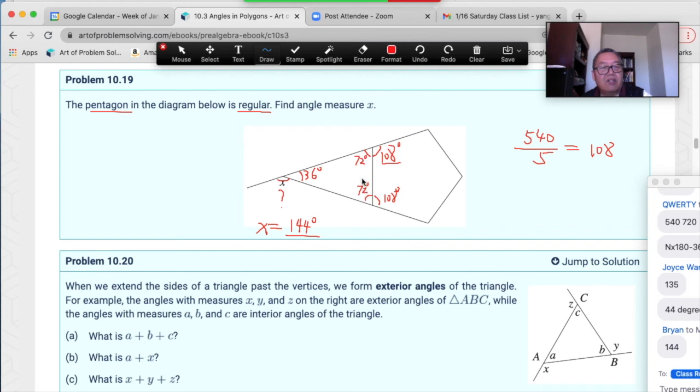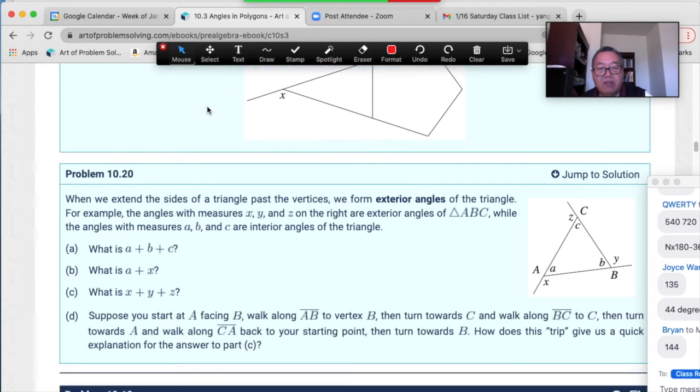Another way you can calculate this angle is as the sum of these two. That's called the exterior angle theorem. In a triangle, any exterior angle equals the sum of the two other angles that are not adjacent to this angle. So this exterior angle always equals the sum of these two angles, not adjacent to it. Okay? Now let's see the next one.